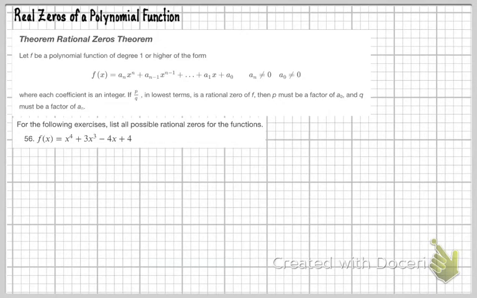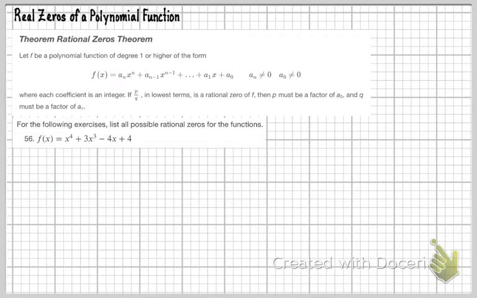Rational zeros theorem. Let f be a polynomial function of degree 1 or higher of the form f(x) equals a sub n x to the n all the way down to a naught, and a sub n cannot be 0 or a naught cannot be 0. So this means we have to have a number here and a number here that's non-zero.